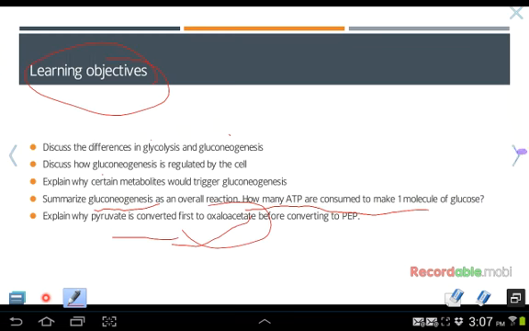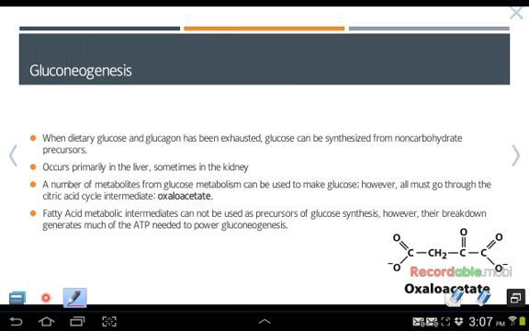Alright, so basically, just like I said, when dietary glucose and glycogen have been exhausted, glucose can be synthesized from non-carbohydrate precursors. This occurs primarily in the liver, but sometimes can happen in the kidney. A number of metabolites from glucose metabolism can be used to make glucose. However, all things must go through the citric acid cycle intermediate oxaloacetate, which we see right here. And we'll talk about why in just a minute.